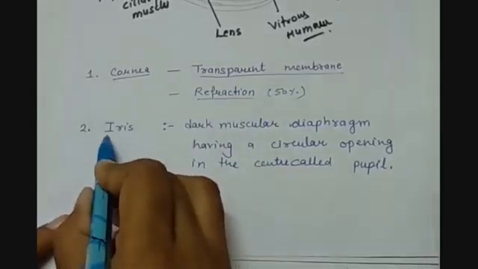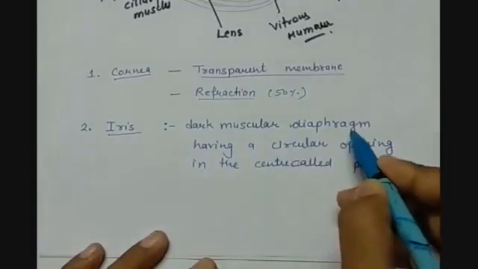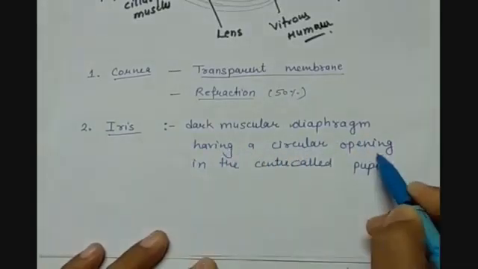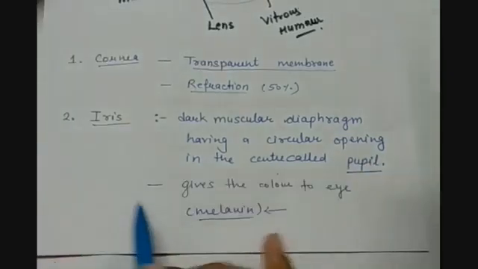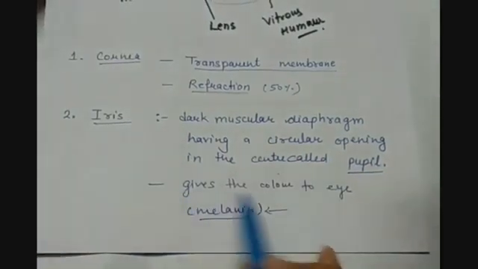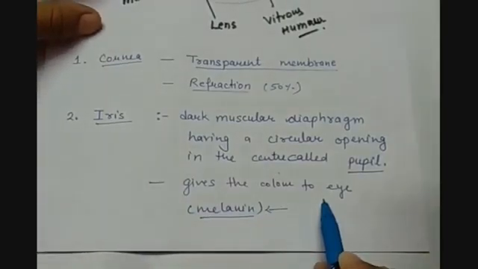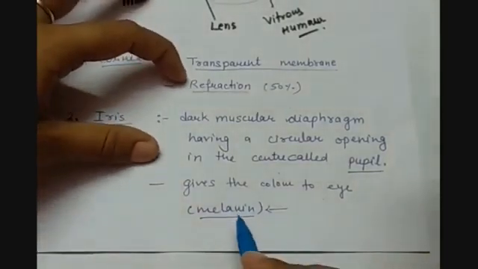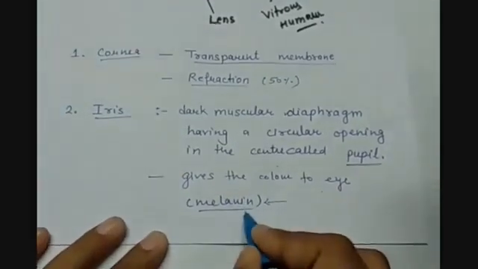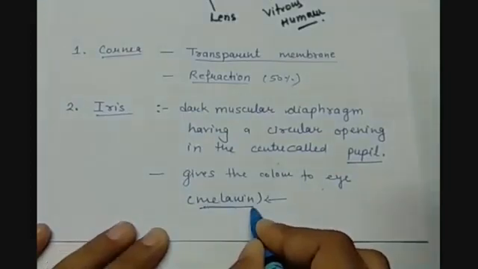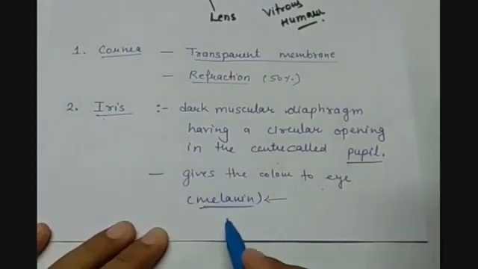Then second part of eye is iris. Iris is the dark muscular diaphragm having a circular opening in the center, which is called pupil. The first function of iris is to give the color to the eye, because many of the people have black eyes, some have less dark eyes. So it depends upon which kind of melanin pigment is present in the iris of your eye, which provides the color to the eye.